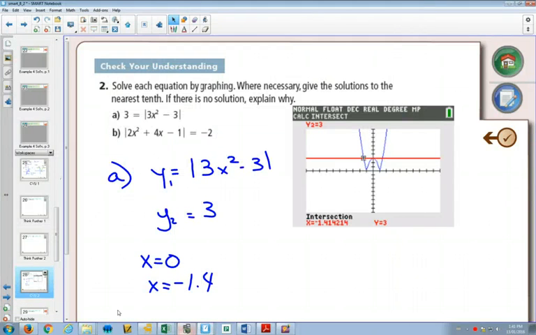So there is our third answer. So if you have a graphing calculator, you can graph one side of the equation into y1, you can graph the other side of the equation into y2, and you can find out where those two graphs intersect each other, and that will be the solutions. So I'd like you to try B on your own, and I'll put the answers up in a second.